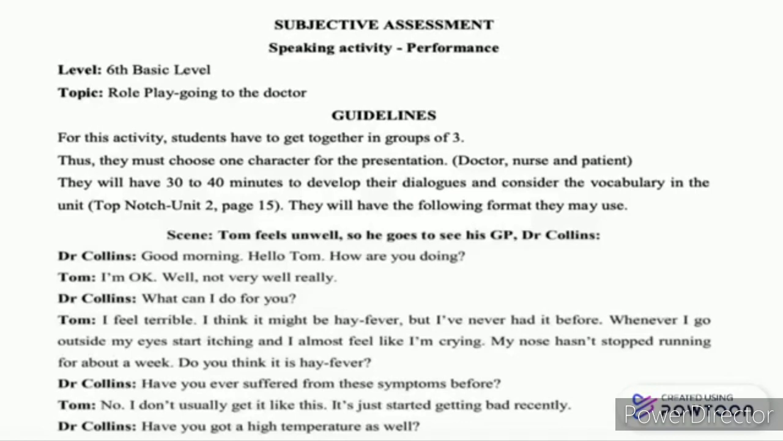The topic is a role play, Going to the doctor, in which students must get in groups of 3 and they must choose a character to represent. They have 30 to 40 minutes to prepare this activity.